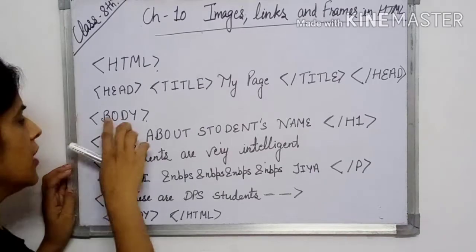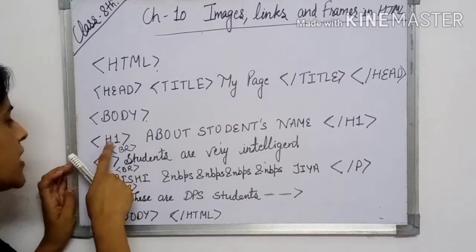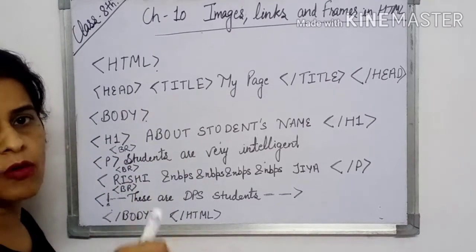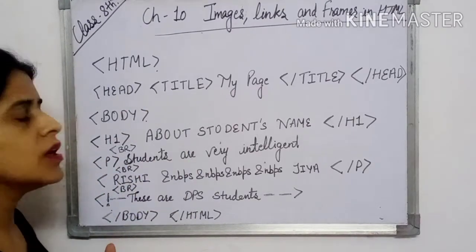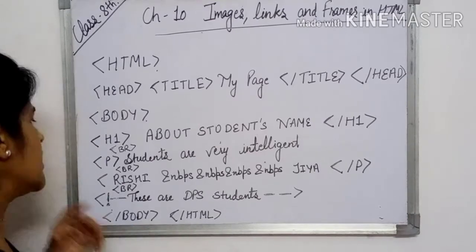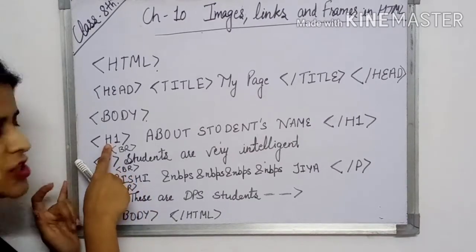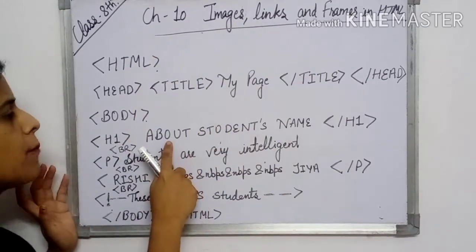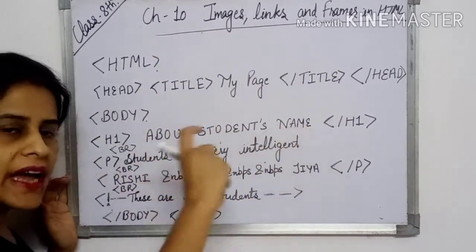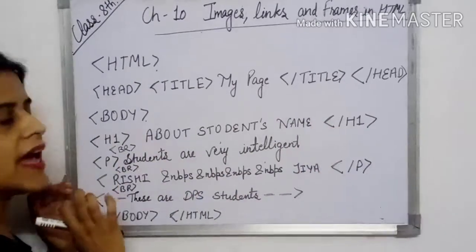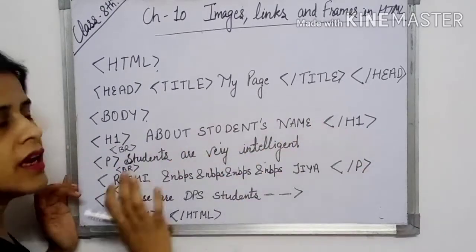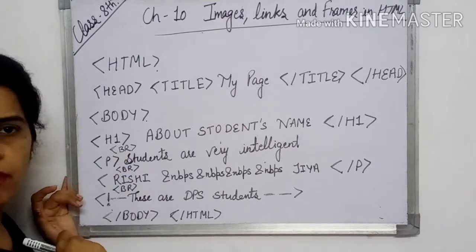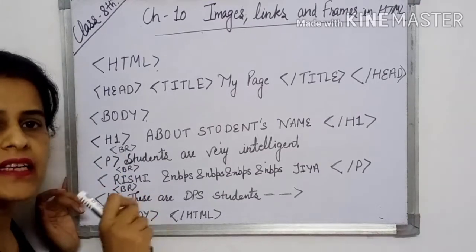In the body we have used the H1, that is the heading. Whatever we want to write down as a heading in our web page, we will write down with the H1 tag. For example, on a web page I want to write down the student's name. Then this will come highlighted and it will be the H1, heading 1. Here heading 1 is ended. Now I have used the BR tag. BR tag is the break line tag.